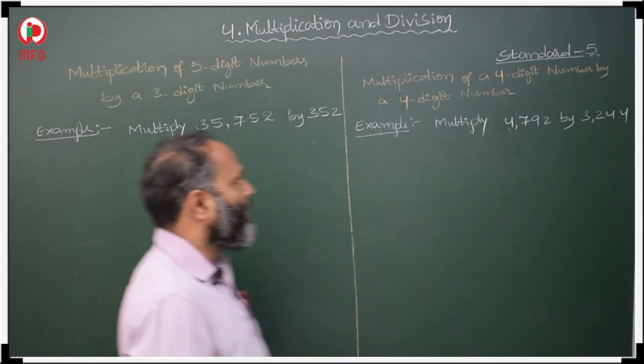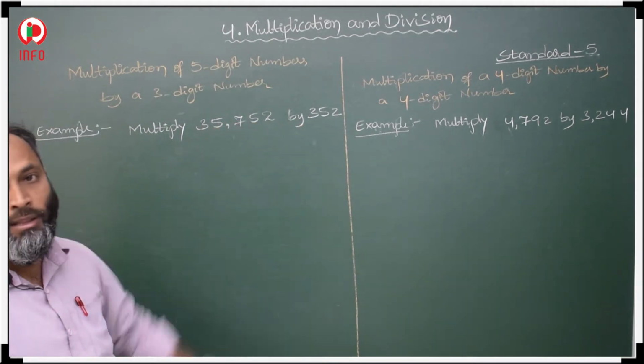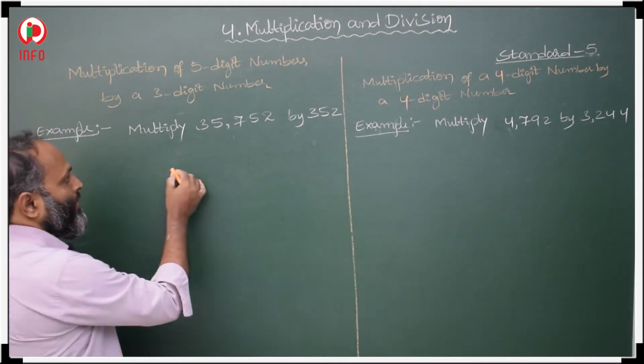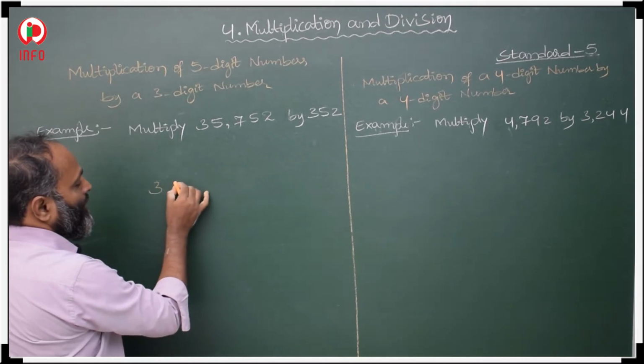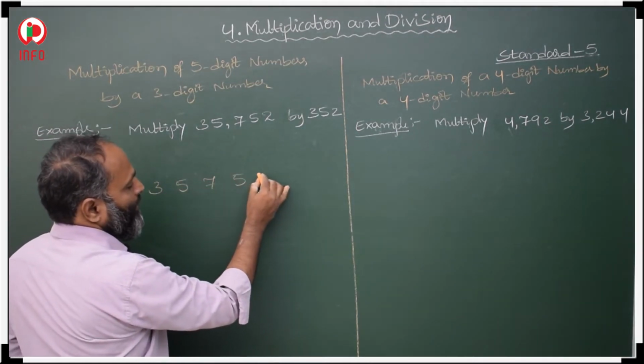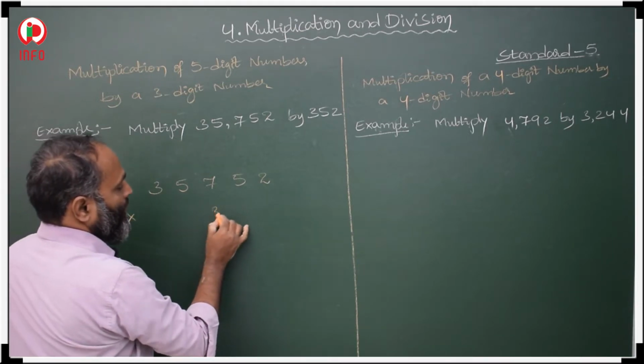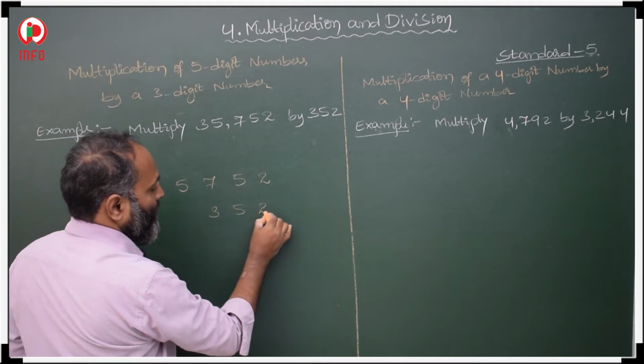Now the first one. How to do it when a 5 digit number is given to multiply with a 3 digit number? So first you take the 5 digit number, 35,752, multiply with 352.